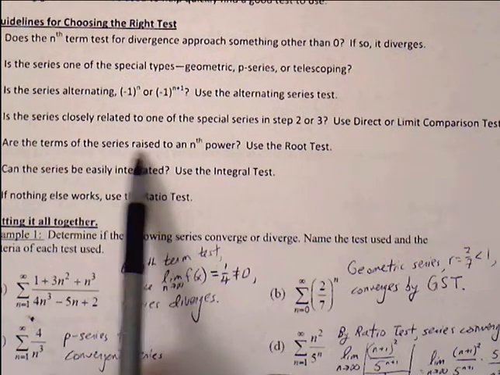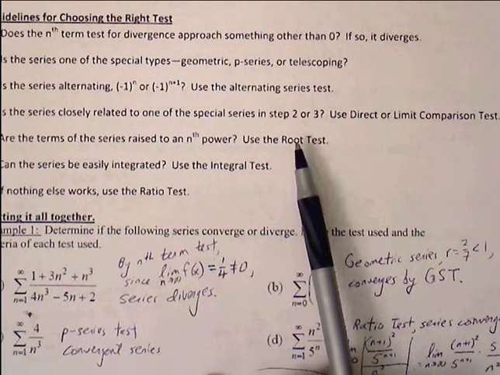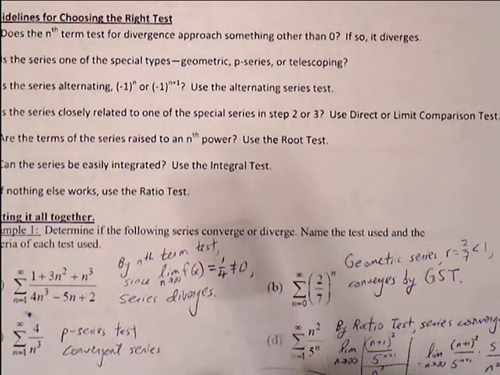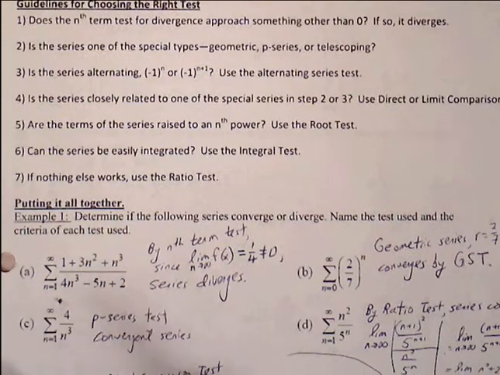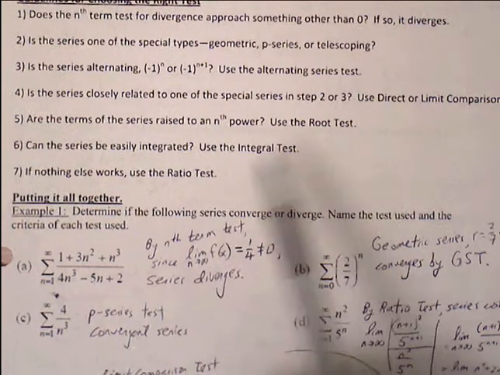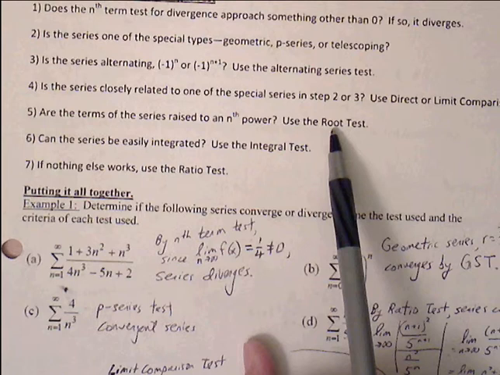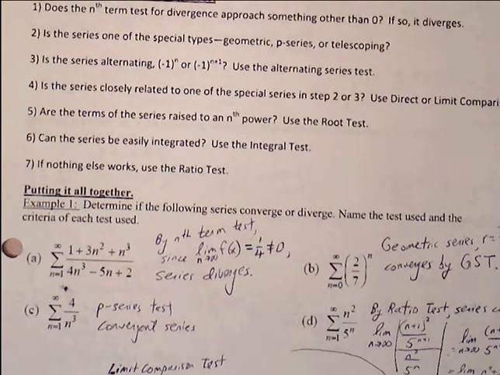Okay. If the terms are raised to an nth power, then we could use the root test, especially if we see a cube root or fourth root or nth root. If the series can be integrated easily, then we use the integral test. And if nothing else works, then we use the ratio test. So this is kind of like a catch-all. Usually the ratio test is going to probably be the one that you are going to use more than the root test. I think the root test you can usually tell by looking at if you see a root in the original rule of sequence.